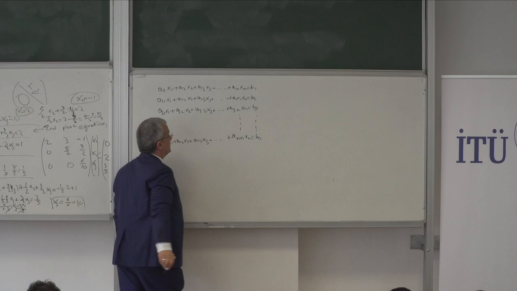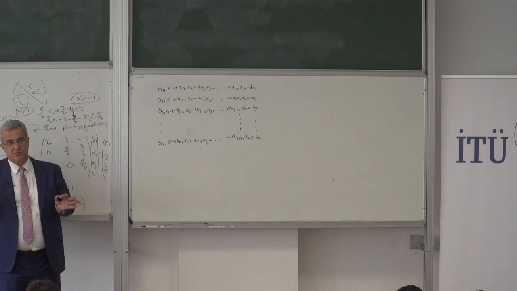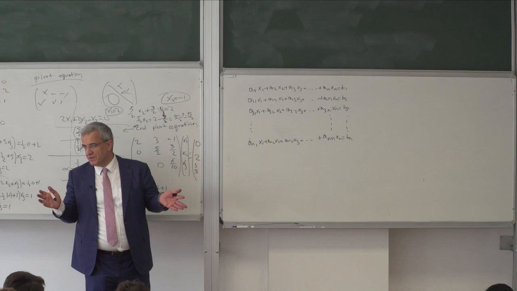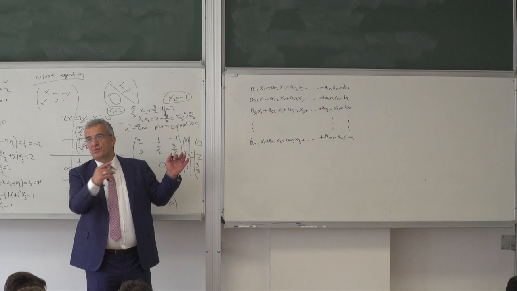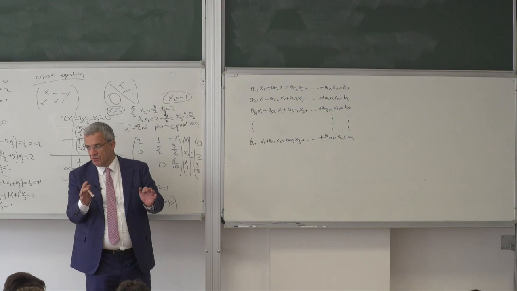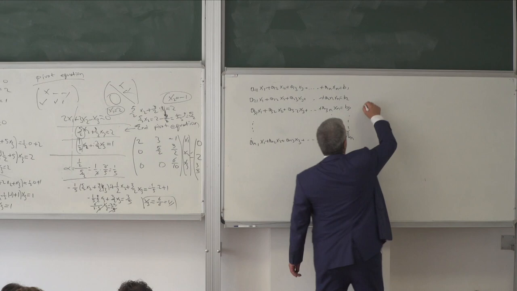Okay, so you have n equations, n unknowns. Of course, it could be n equations, m unknowns as well. So we'll talk about that. But in general, the proper system of linear equations would have the same number of equations as unknowns. But when it's not like that, we'll talk about that. Okay? What does it mean? So in the matrix form, this is what it means.